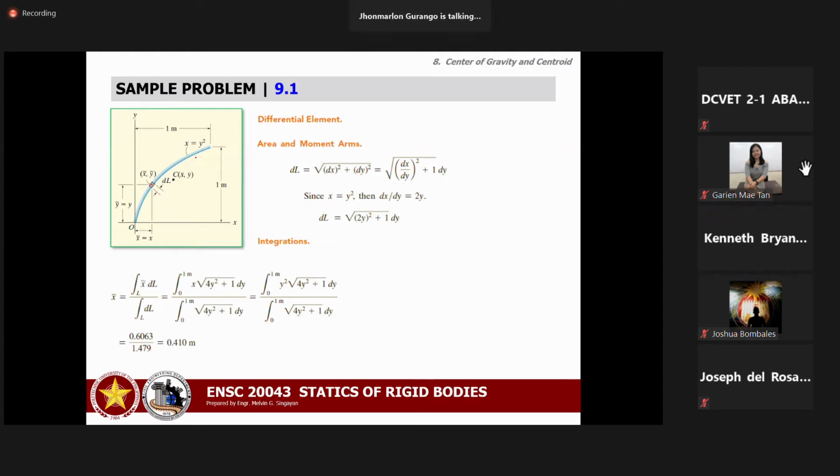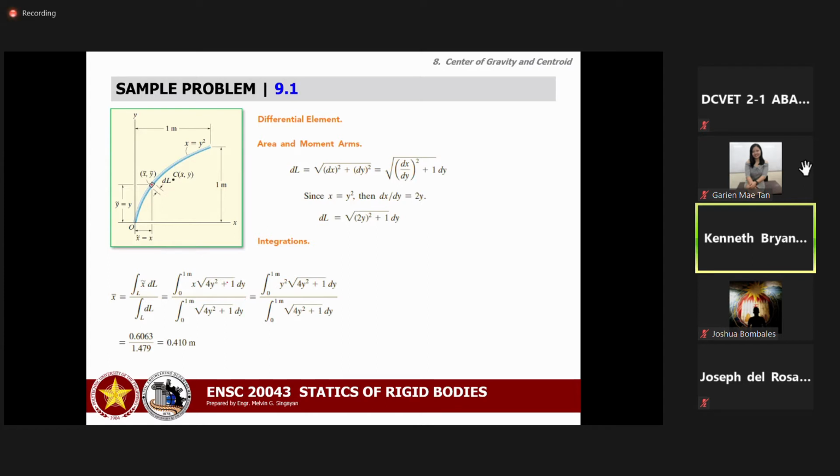That is equal to x times the square root of 4y squared plus 1. Take note, this is x curl and this is dl. So this is equal to the integral of x times the square root of 4y squared plus 1 dy over the integral of the square root of 4y squared plus 1 dy. So our limits will be from 0 to 1, because that is the domain of the length about the y-axis.